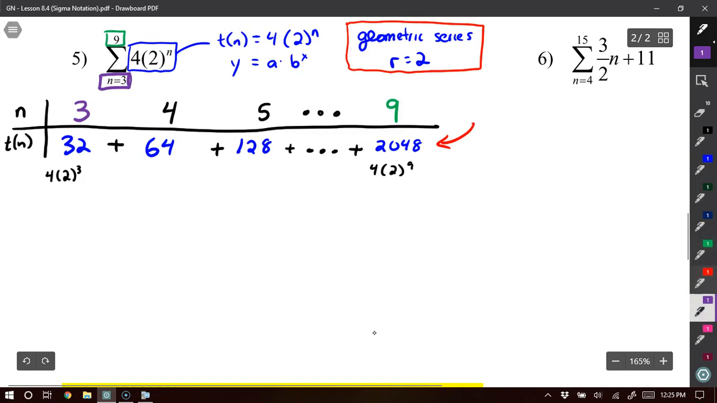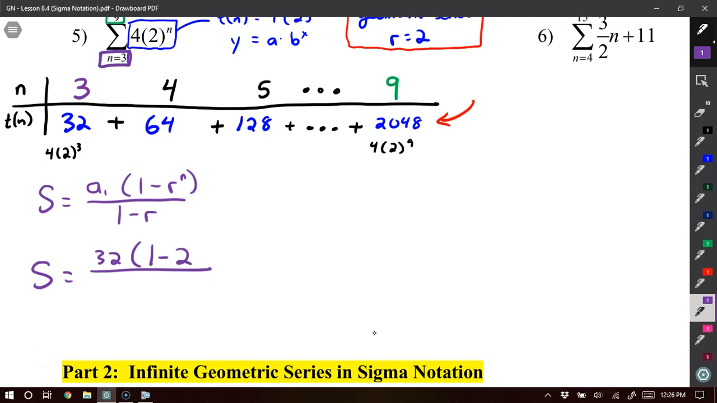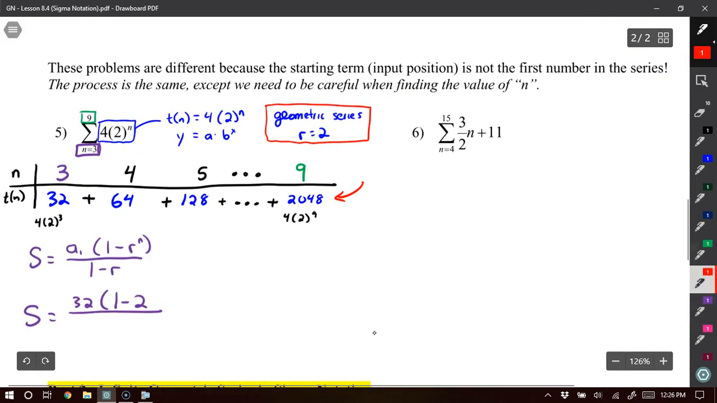What about the sum? How did that change? Well, the sum of a geometric series, we have two formulas. I'm going to use this one, a1 times 1 minus r to the n over 1 minus r. So let's see, my first term is 32. My ratio is 2, so 1 minus 2. But what's my n? And in this case, we have to be careful on it.